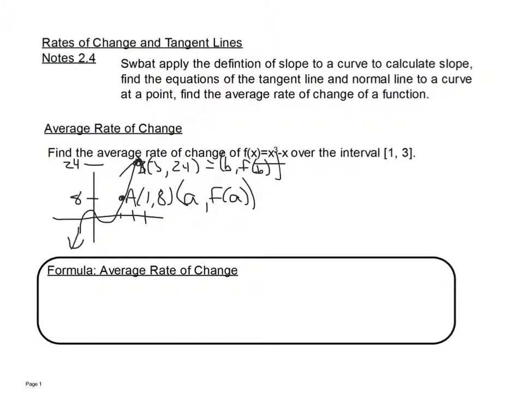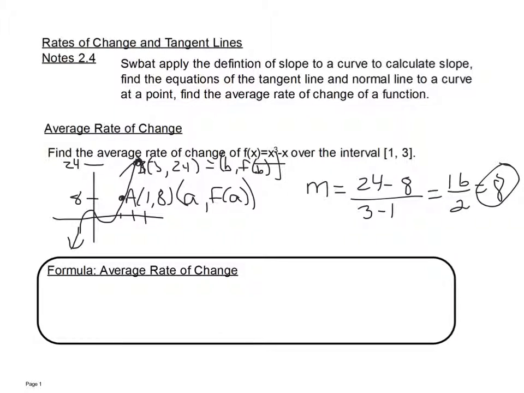Because remember, average rate of change is just the slope. So slope for this problem would be 24 minus 8 all over 3 minus 1. In other words, 16 over 2, or 8. That's my average rate of change on that interval. If I draw the line between those two points, the slope is 8.